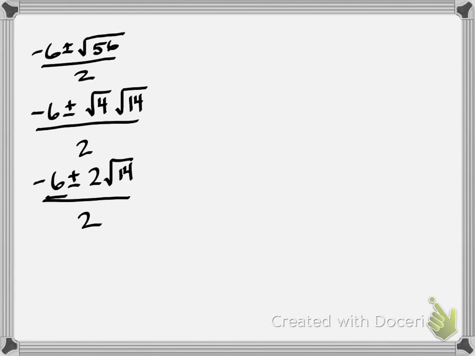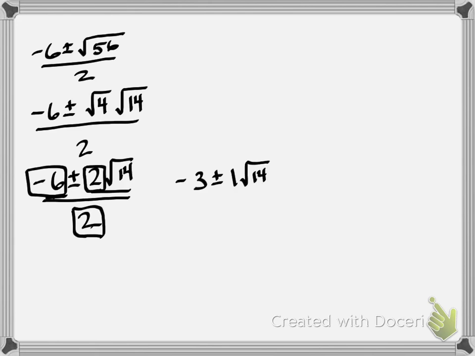Now, this is one term, this is one term, and this is one term, and they all have a factor of 2 that they can be divided by. So I'm going to do that. I'm going to basically divide the 6 by 2, the 2 by 2, and the bottom 2 by 2. So it's going to be negative 3 plus or minus 1 square root 14 over 1. Now, since that denominator is 1, I don't necessarily have to write it. Here's our answer.